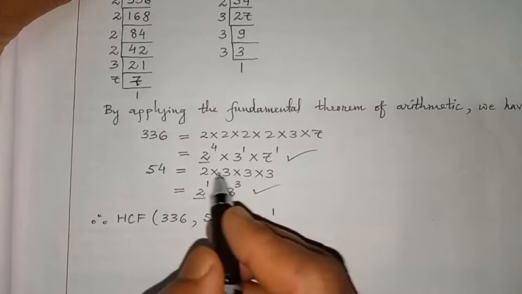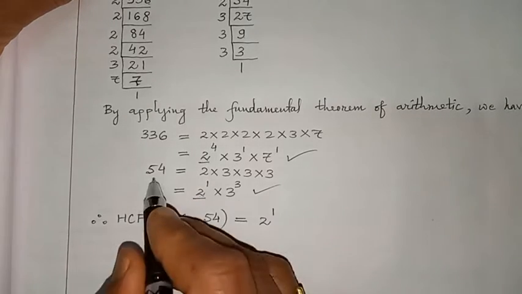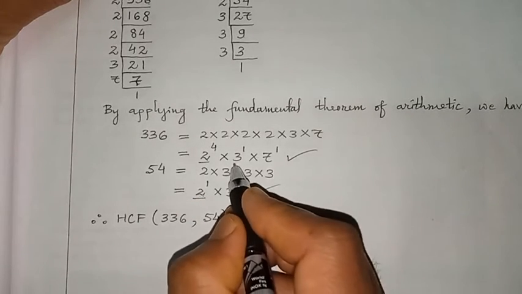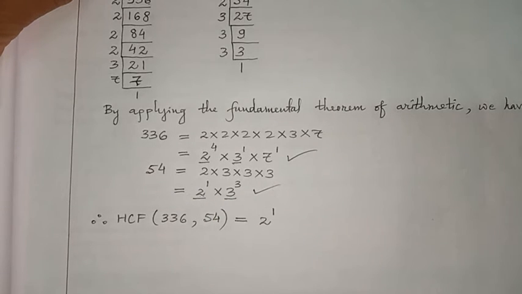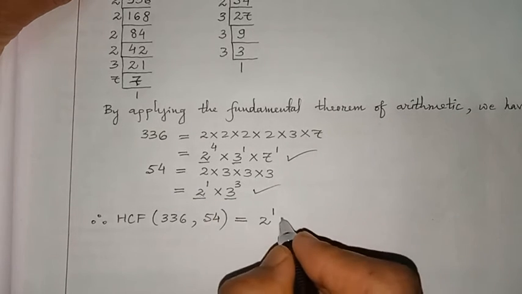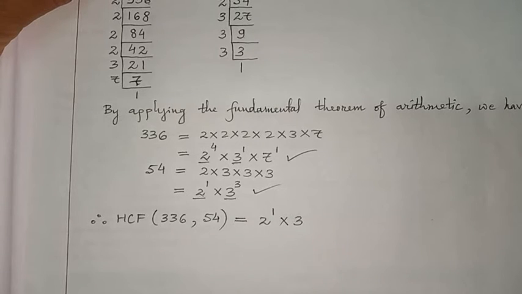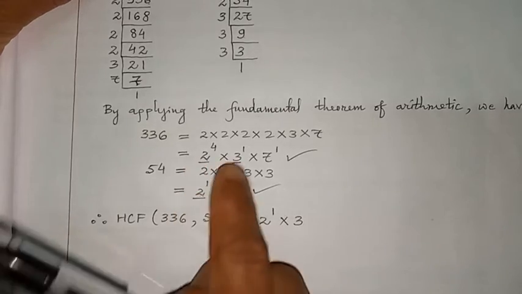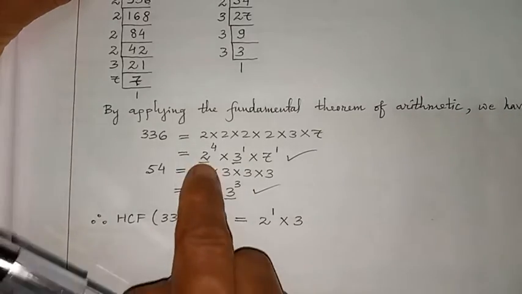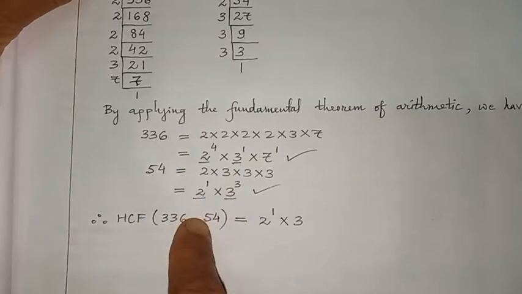Now it's the same here. In this 336 we have prime factor 3 also, and in this 54 also we have 3. That means the prime factor 3 is also common. So we write multiply and write 3. See the second common prime factor. I repeat again, for HCF we write only common. 2 is common and 3 is common. See, 2 is present in both the prime factorizations and 3 is also present in both. Okay, so 3 is also common.